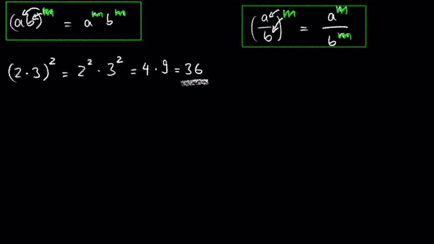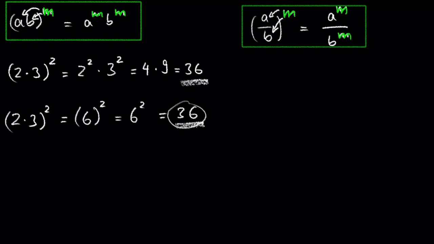Let's check if we would get the same if we do not use the power of the product law. Two times 3 is 6. And 6 squared is 36. In this specific case, it looks easier to solve the problem without the power of the product law. But when we are dealing with more complex problems and with variables, the power of the product law is a big help. Let's look at the power of the quotient law.